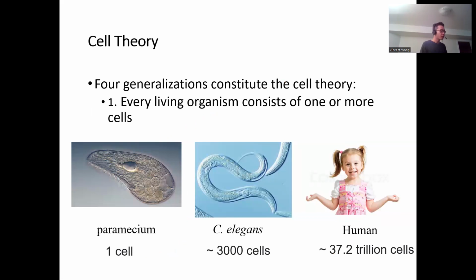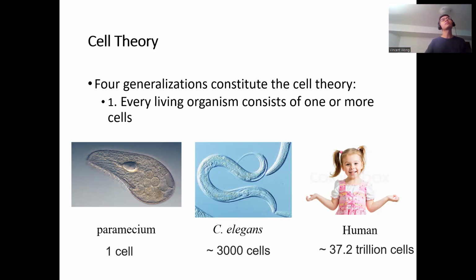There is something called the cell theory, and there are 4 parts to the cell theory. They describe different aspects of cells, basically. So the first part of the cell theory goes like this. Every living organism consists of 1 or more cells.